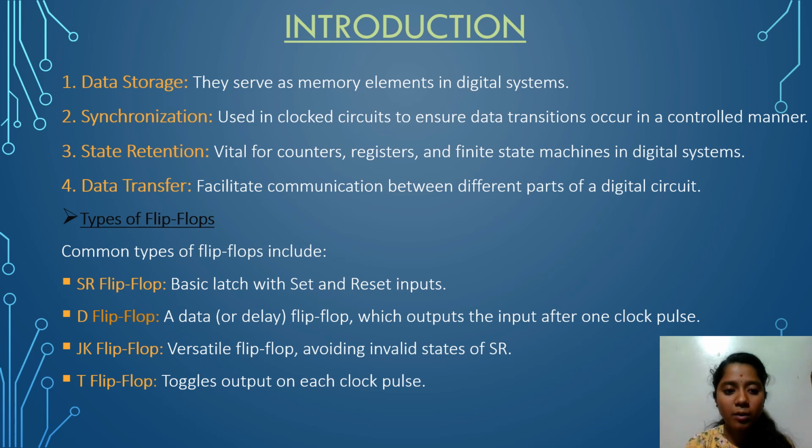Then the types of flip-flops, the common among them, are SR flip-flop, D flip-flop, JK flip-flop, and T flip-flop. So SR flip-flop is a basic latch with set and reset inputs, and D flip-flop is the data or delay flip-flop which outputs the input after one clock pulse. And then we have JK flip-flop, a versatile flip-flop, avoiding invalid states of SR. And then we have T flip-flop, which toggles the output on each clock pulse.